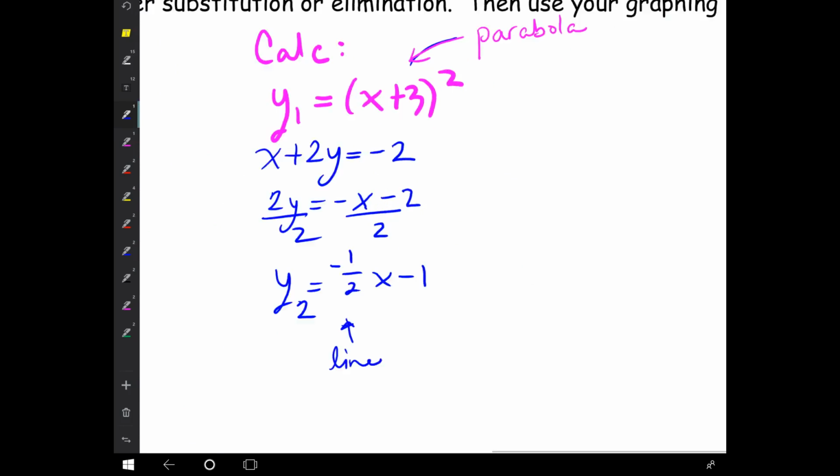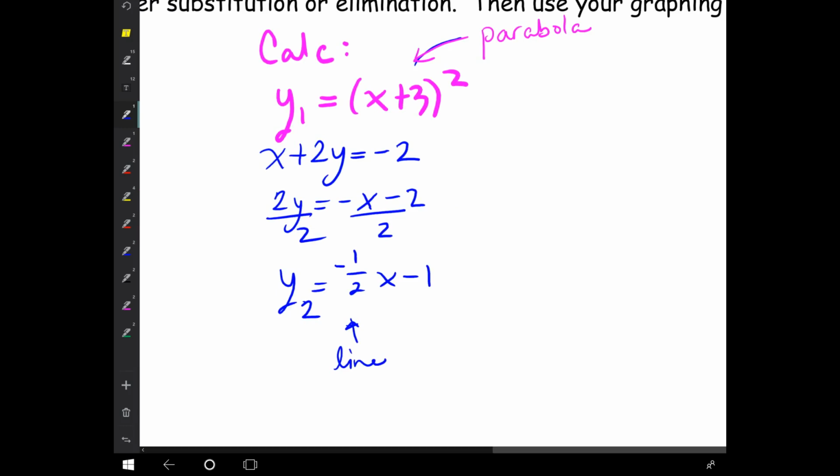Even if I didn't have my calculator on me, think about the parabola. x plus 3 is in the parentheses. What does that mean about how the original shape would be shifted? To the left 3, so 1, 2, 3, there would be my point of origin.